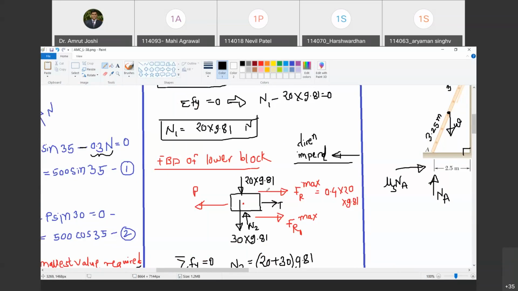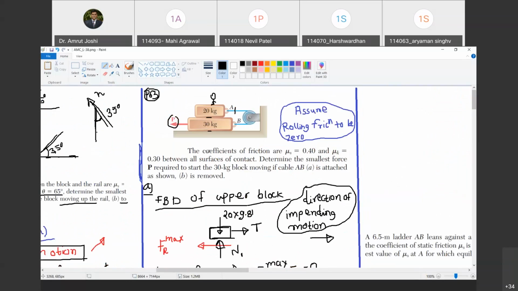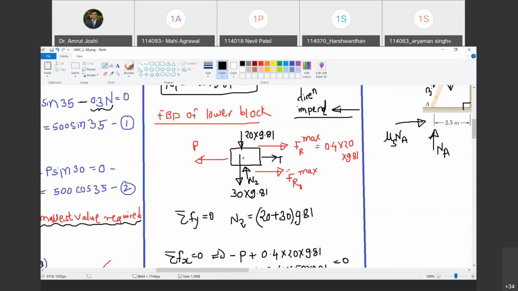Mind you, I am categorically using the word impending motion. That means that motion has not yet begun. But if it has to occur, it will occur towards left. Are you with me? Yes, sir. Now station the observer on this surface. With reference to this surface as well, the 30 kg block is moving towards left. Therefore, this surface also must offer equal and opposite reaction and I'm going to call that as FR1 max.